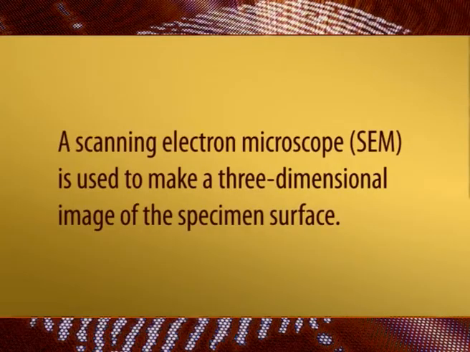The light of fluctuating intensity produced is directly proportional to the electron's kinetic energy and is used to produce the image. The transmission electron microscope is useful for studying a cell's interior and its ultrastructure. A scanning electron microscope is used to make a three-dimensional image of the specimen surface.